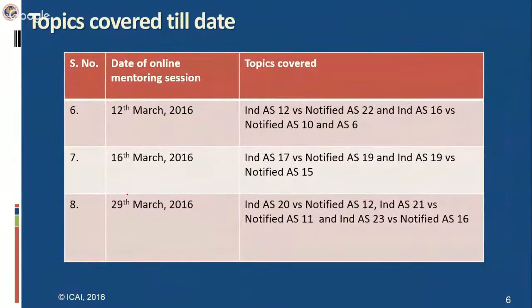In the month of March till now, we have already taken 2 mentoring sessions. On 12th March, we took Ind AS 12 vis-a-vis notified AS 22, and Ind AS 16. On 16th March, we took Ind AS 17 and Ind AS 19 and their differences vis-a-vis the respective notified existing accounting standards. Today, based on the availability of time, we are going to cover 3 standards: Ind AS 20, Ind AS 21 and Ind AS 23. So let's start with today's Indian accounting standards.